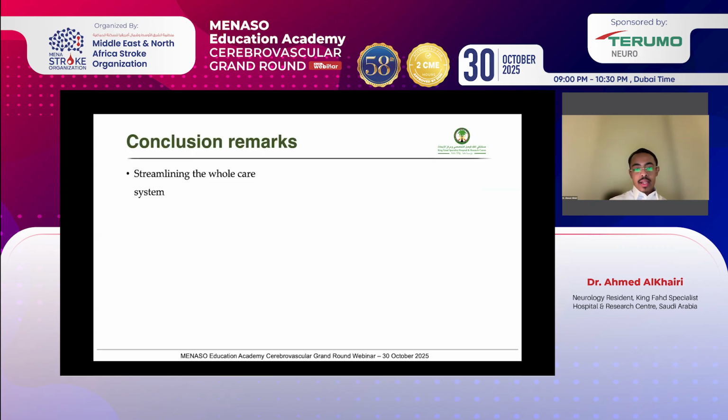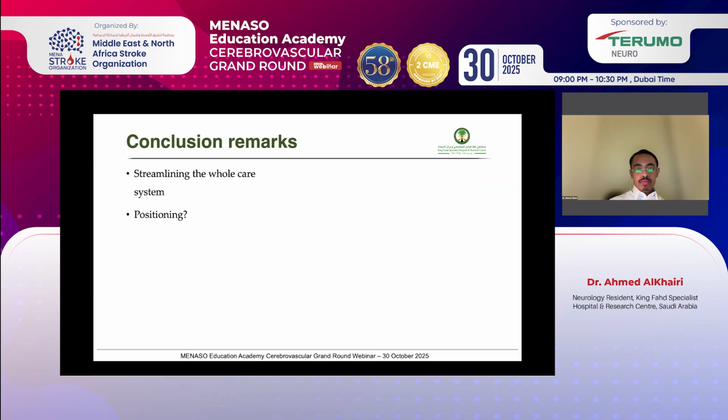It provided excellent advanced specialized care. However, there are some areas for improvement, and most importantly is to streamline the whole healthcare system, especially for stroke and stroke pathways. This needs to be implemented across the regulatory and also the medical expertise, including EMS and ER physicians.